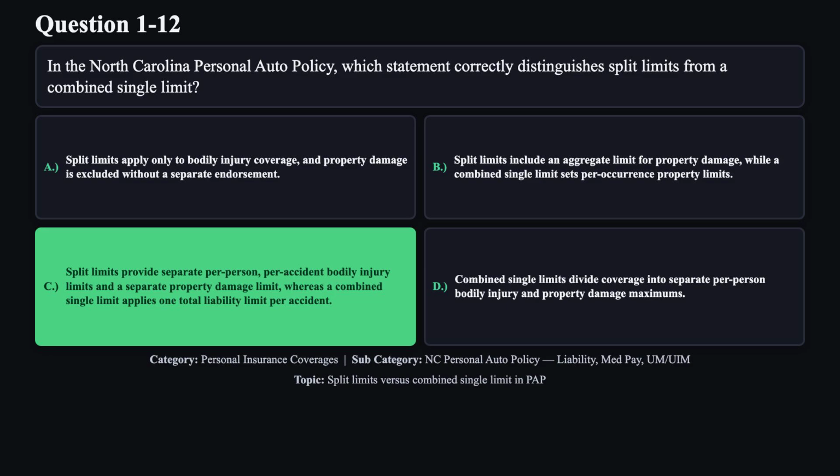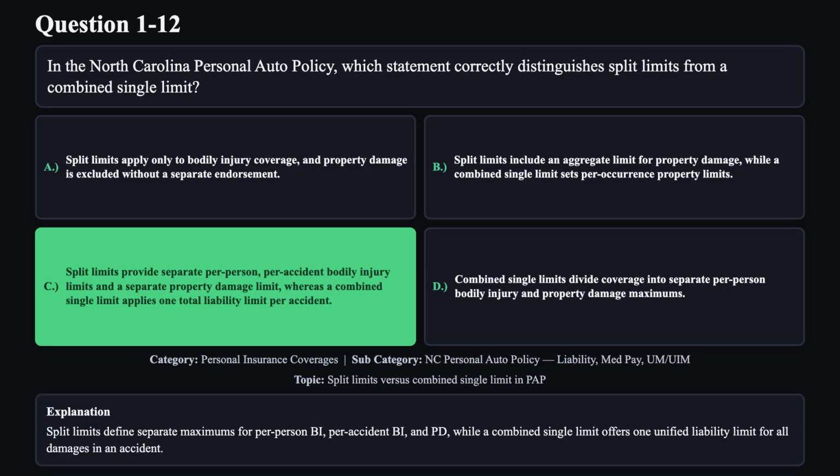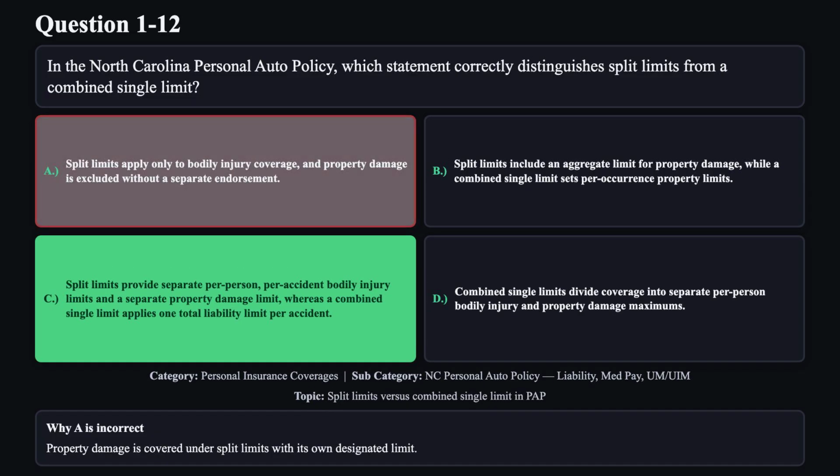The correct answer is C. Split limits define separate maximums for per person BI, per accident BI, and PD, while a combined single limit offers one unified liability limit for all damages in an accident. Reason A is not correct. Property damage is covered under split limits with its own designated limit.